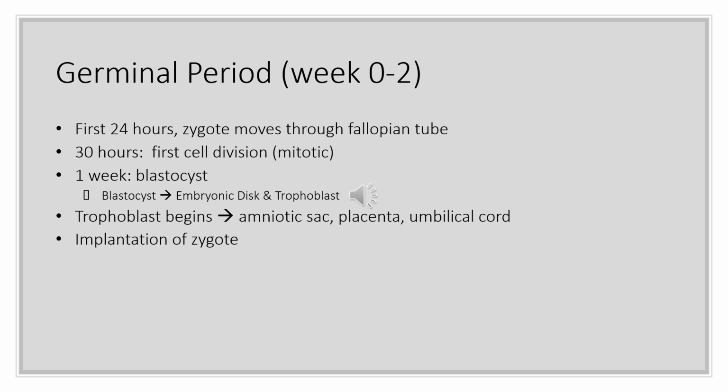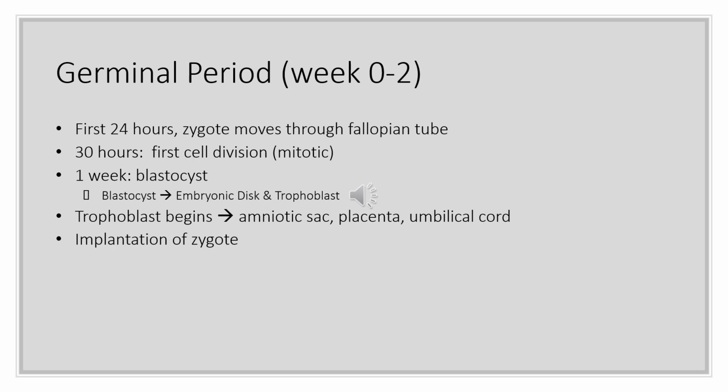And after about a day, it divides itself through mitosis. So now we have 2 cells of 46 chromosomes each. And it keeps doing that. So around a week, we have a blastocyst, which is a hollow ball of about 150 cells. And we've got some more pictures coming.